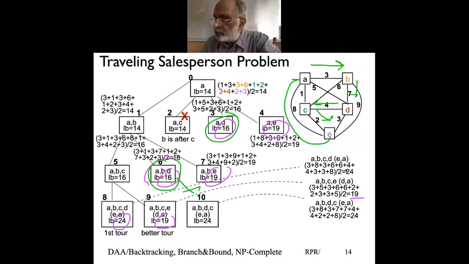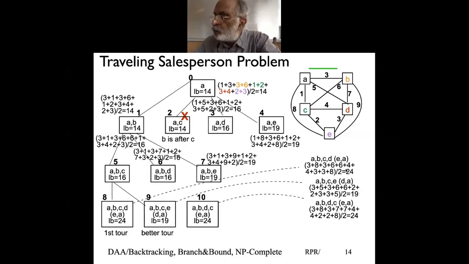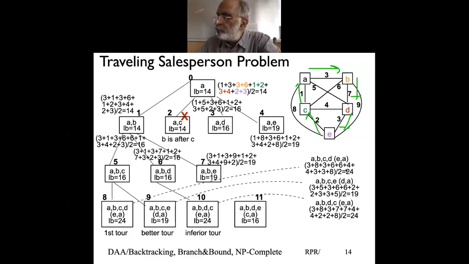Or my choices, I can go A, B, D, E, C. Other choices, I can go A to B, B to D, D to E, E to C, and A. And if you complete this, A, B, D, E, C, A is what we get. My cost is 16. So if we look at here now, I reached the leaf node which is 24.